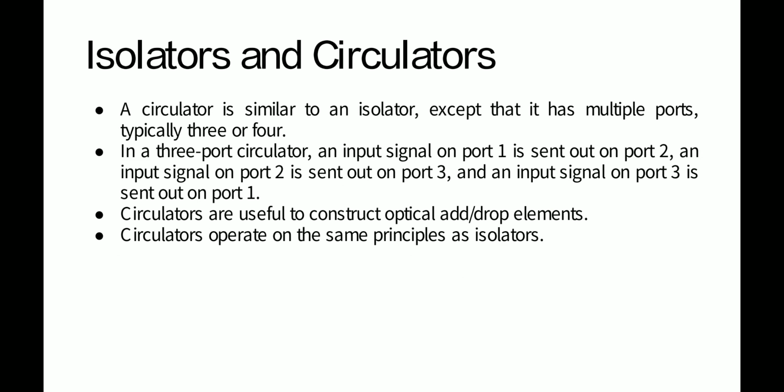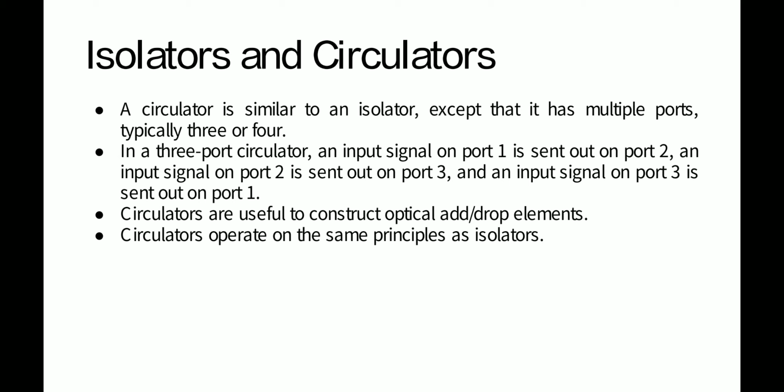A circulator is similar to an isolator except that it has multiple ports, typically 3 or 4. In a 3-port circulator, an input signal on port 1 is sent out on port 2. An input signal to port 2 is sent out on port 3. And an input signal to port 3 is sent out on port 1. So a circulator literally circulates the energy. It gives the input signal to the next port. Circulators are useful to construct optical add or drop elements.